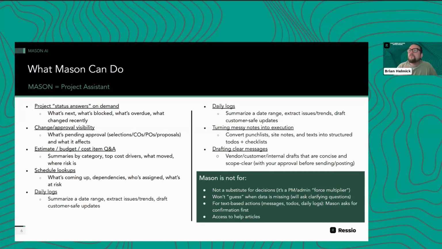A little bit on what Mason's not for. So right now he's not really suitable for decisions like a project manager or anything like that. I wouldn't jump in. I would trust your own judgment on this. Mason's here to give you the information so that you make informed decisions. He won't guess when data's missing as well. He's going to ask you clarifying questions. So he's not going to jump in there and start pulling in answers that we never looked for. For text-based actions like messages, to-dos, daily logs, Mason asks for confirmation first before he sets anything up inside of your system.